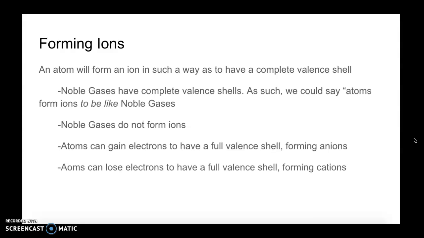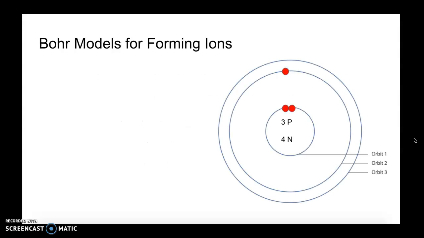So if an atom gains electrons to have a full shell, it would be an anion. That means it would be negative. And if an atom loses electrons to have a full valence shell, it would form a cation, which is positive. Atoms will do whichever is easiest to form an ion. Easiest meaning they can either gain or lose. And if it's easier to gain or easier to lose, that's what it will do to become an ion. So let's look at a Bohr model. So this is lithium, which we've already drawn.